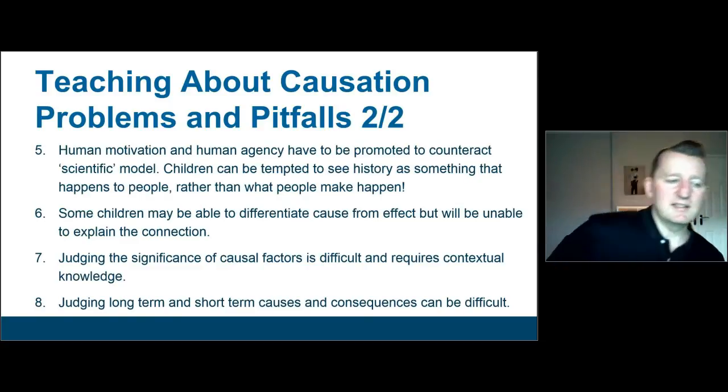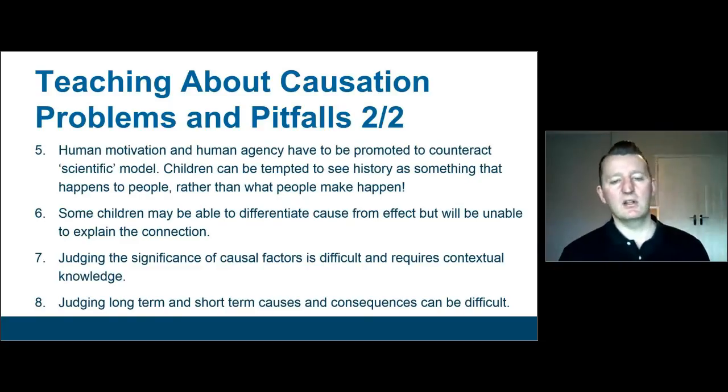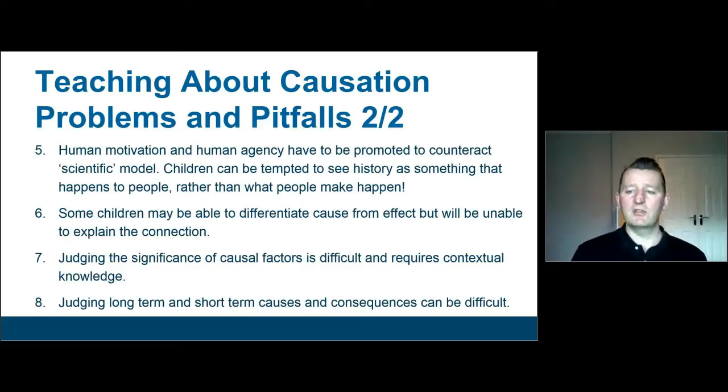So we need to guard against that. And then 4 other things we need to guard against. Human motivation and human agency have to be promoted to counteract the scientific model. Children can be tempted to see history as something that happens to people rather than what people make happen. So we don't want to replace some broad notion of fate with the kind of momentous onward trudge of a thing called history. We need to understand that history is rather the account we produce of the actions that people have already chosen to pursue.